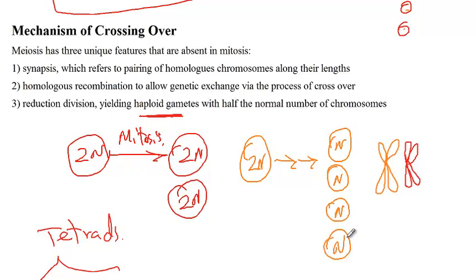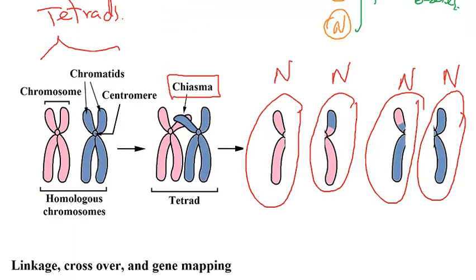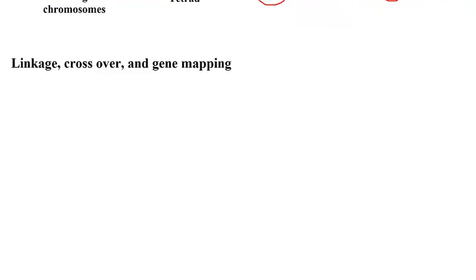So these 4 could be sperm, or if you are talking about female, because there is disproportional distribution of cytoplasm, 3 of these gametes will have very little cytoplasm. So these are called polar bodies that would degenerate, and only one of the eggs will survive. Now moving on with the next concept, which is linkage, crossover, and genetic mapping.